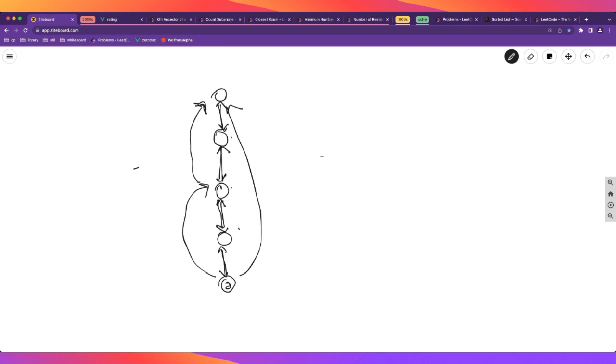So if we want to know what is the 4th ancestor of A, we can find the 2nd ancestor of A. Let's say this is B. And then we find the 2nd ancestor of B, and that is going to give us our answer. And notice that this is true for every power of 2.